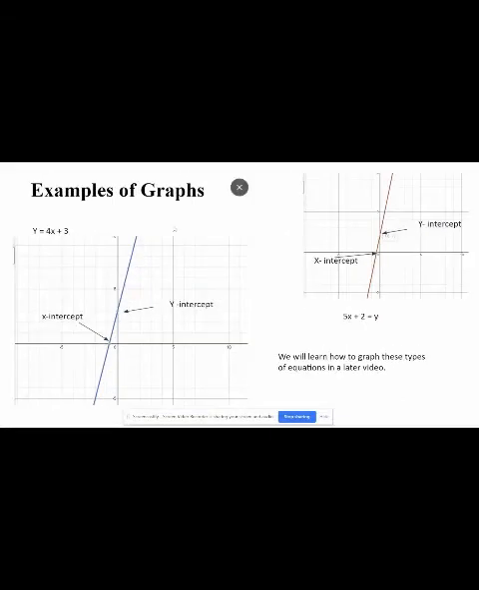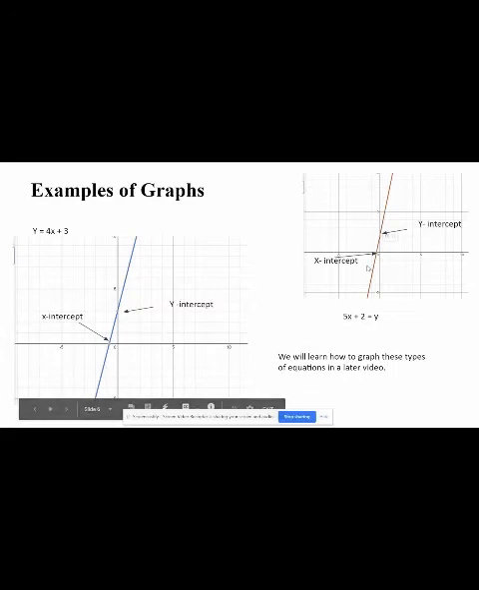Here are some examples of the graphs. Let's take a look at this one. Here we are showing y is equal to 4x plus 3. This is the slope of the equation. It's how steep the line is going up. This is the y-intercept. It coincides with the y-axis at this point. This is the x-intercept. It coincides with the x-axis at this point.